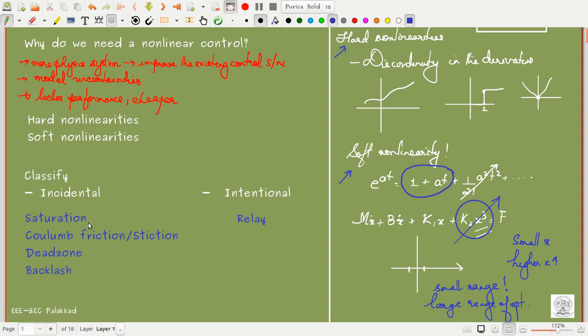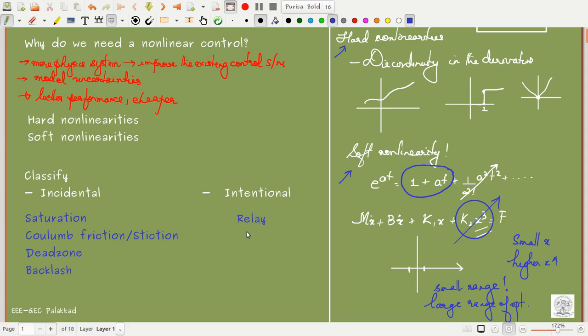Incidental nonlinearities are those kinds of nonlinearities which are already present in the system. For example, saturation, Coulomb friction, deadzone, and backlash. Saturation, for example, if you consider magnetic saturation, is a property of the material. Friction means there is friction between two surfaces. In fact, these are the characteristics of the system itself. These are already present in the system.